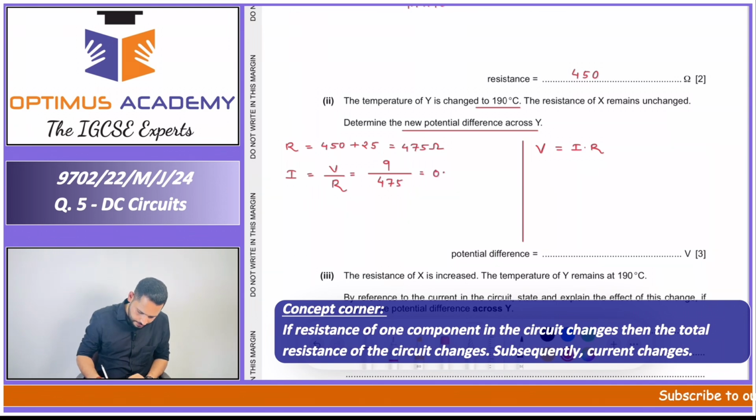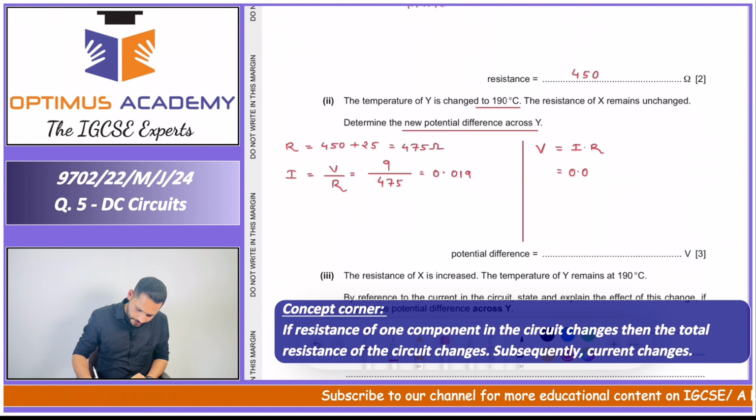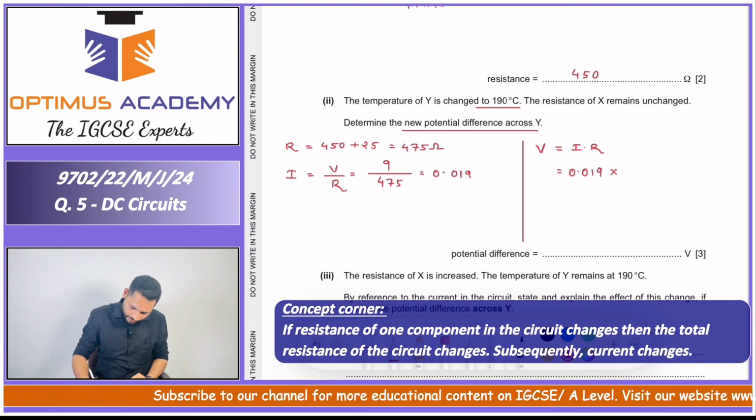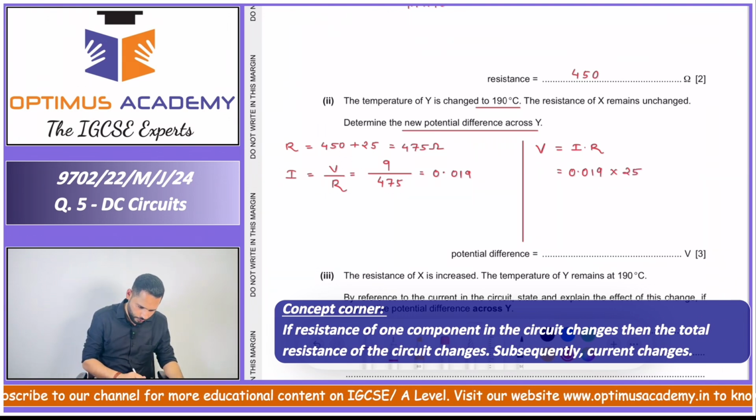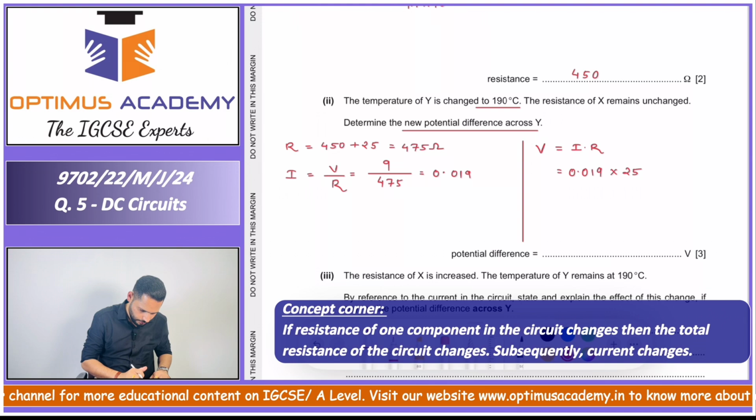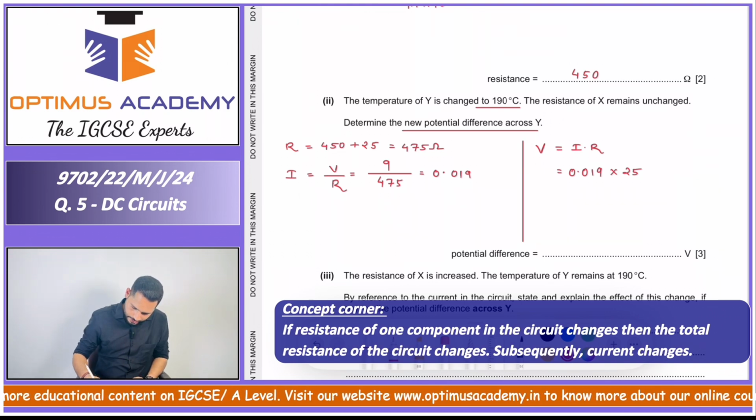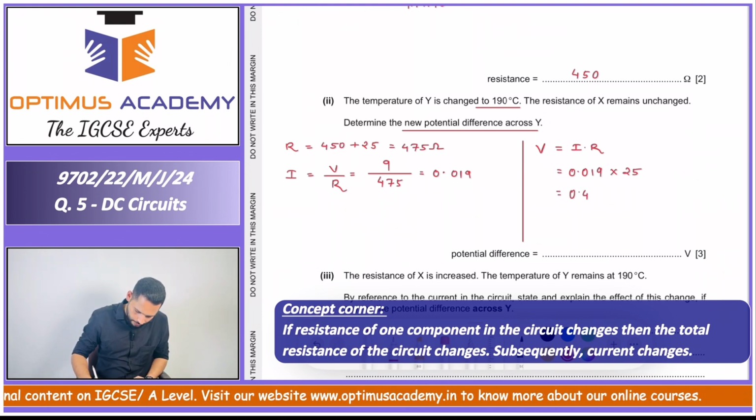The answer is 0.019, and using that we can calculate the new voltage across Y. It will be 0.019 into 25, which is 0.47 volt.